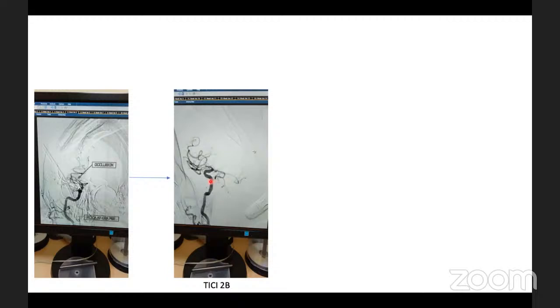Because of COVID, he had a very high clot burden, and we had to do repeated aspirations and repeated passes to take out the clot.